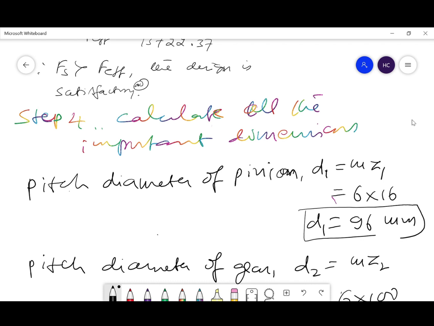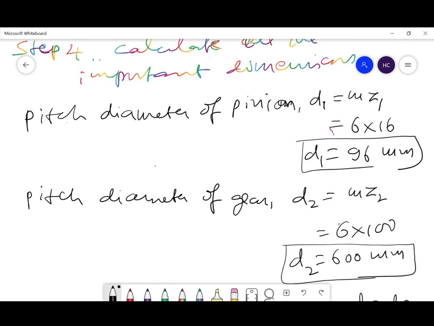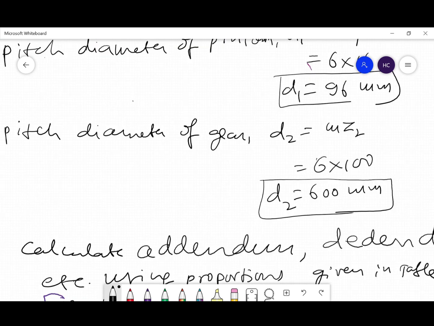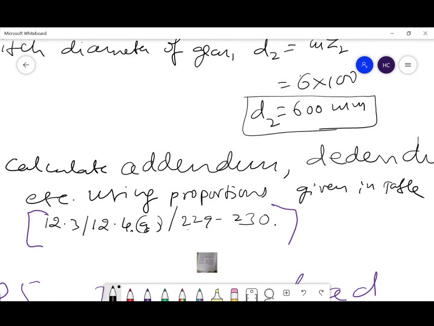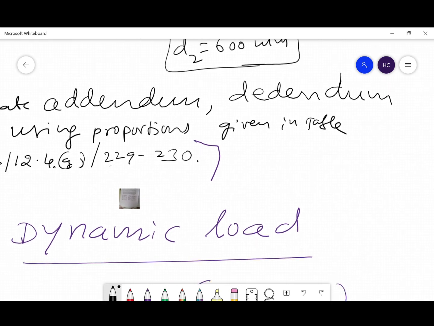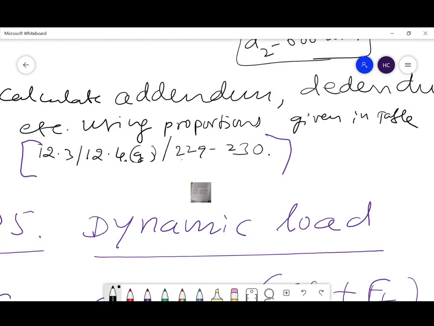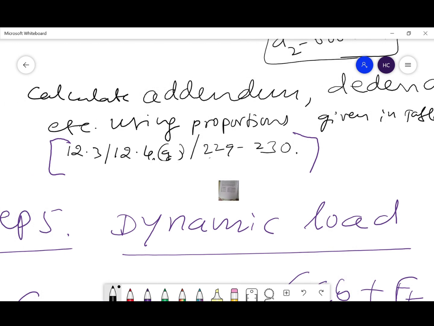Step 4. Calculate all the important dimensions like pitch diameter of pinion, that is D1 is equal to M into Z1, that is 96 mm, and the pitch diameter of gear D2 is equal to M into Z2, that is 600 mm, and all other important parameters like addendum, dedendum, etc. using proportions given in table 12.3 and 12.4a, page 229 and 230.